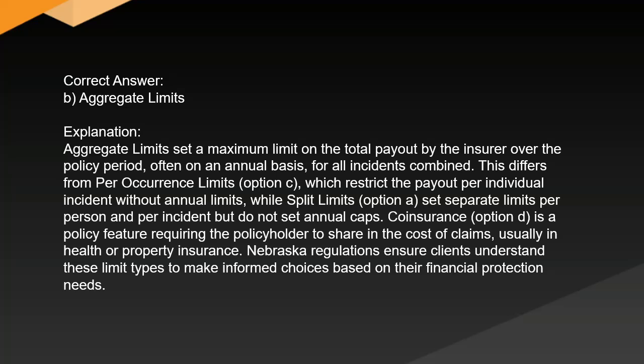Explanation. Aggregate limits set a maximum limit on the total payout by the insurer over the policy period, often on an annual basis, for all incidents combined. This differs from per occurrence limits, option C, which restrict the payout per individual incident without annual limits, while split limits, option A, set separate limits per person and per incident but do not set annual caps. Coinsurance, option D, is a policy feature requiring the policyholder to share in the cost of claims, usually in health or property insurance. Nebraska regulations ensure clients understand these limit types to make informed choices based on their financial protection needs.